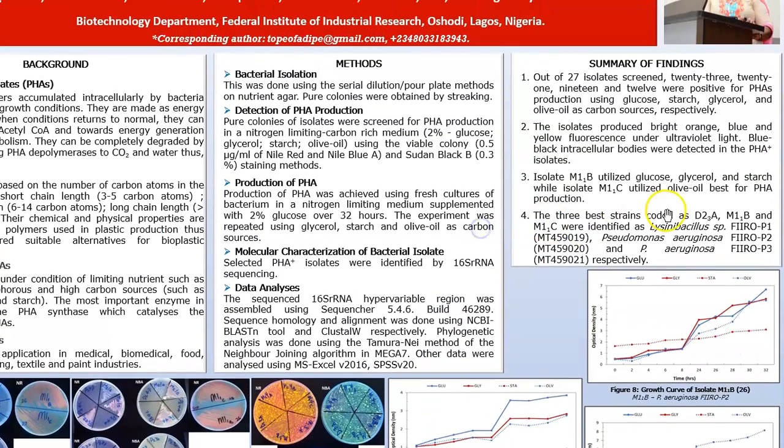To summarize our findings, we isolated 27 bacteria, of which 23, 21, 19, and 12 were positive for PHA production on glucose, starch, glycerol, and olive oil respectively. They produced orange, blue, and yellow fluorescence, and we had blue-black intracellular bodies observed. And we found that M11B was the best utilizer of glucose, glycerol, and starch, and M11C utilized olive oil best. 3 isolates were finally selected, 1 Lysinibacillus species and 2 Pseudomonas strains.